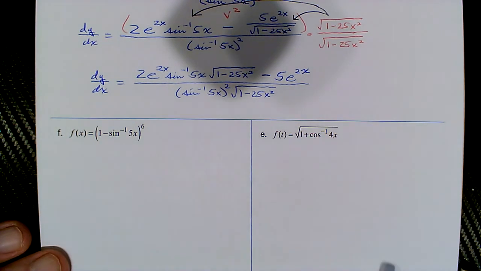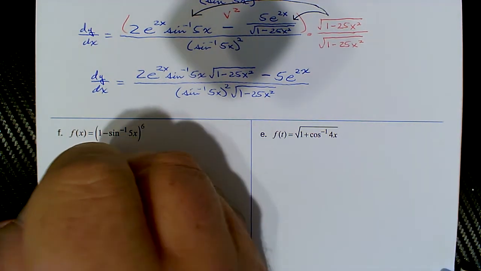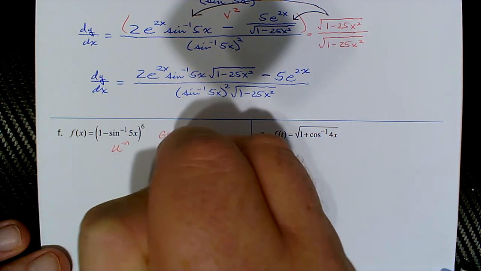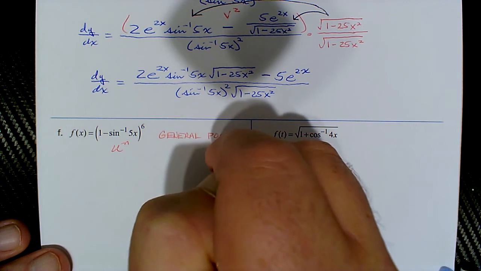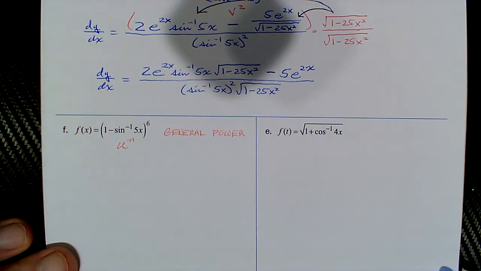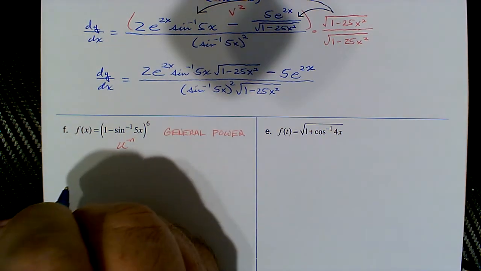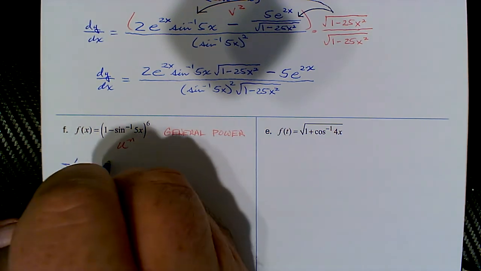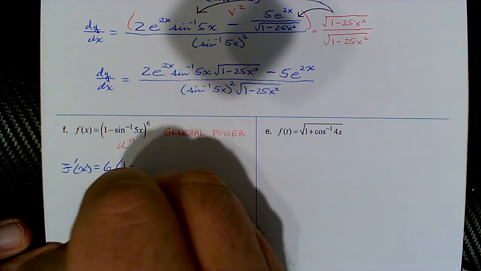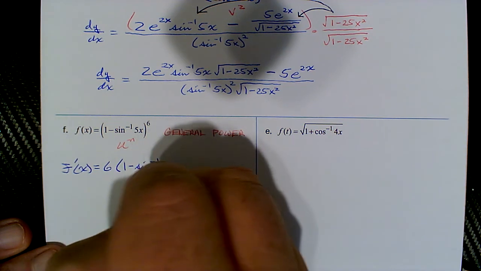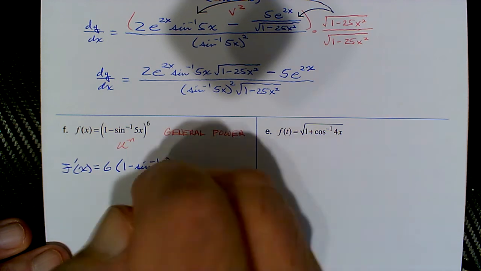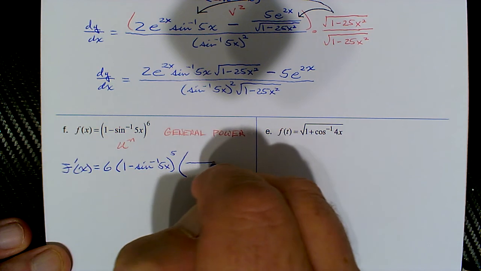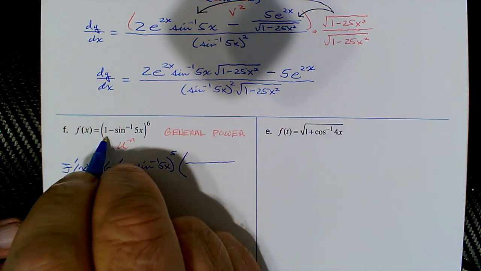Hopefully letter F you'll recognize is a function of x raised to a power. Call it u to the n. General power is what I like to call it. But if you call it the chain rule, that's fine as well. So f prime of x here, bring down the 6. Same function recopied. 1 minus inverse sine of 5x, power 1 less than 6 is 5. And then the derivative of the inside.